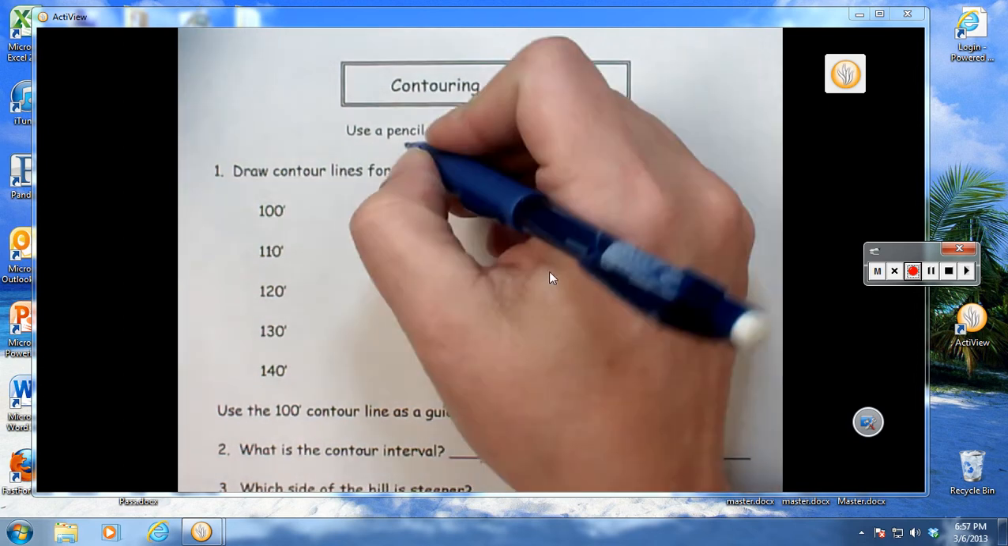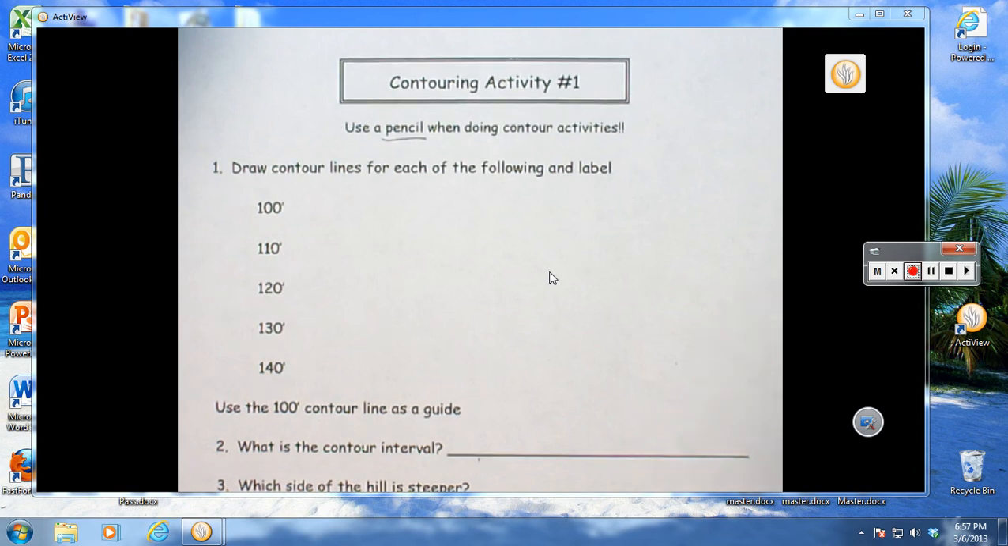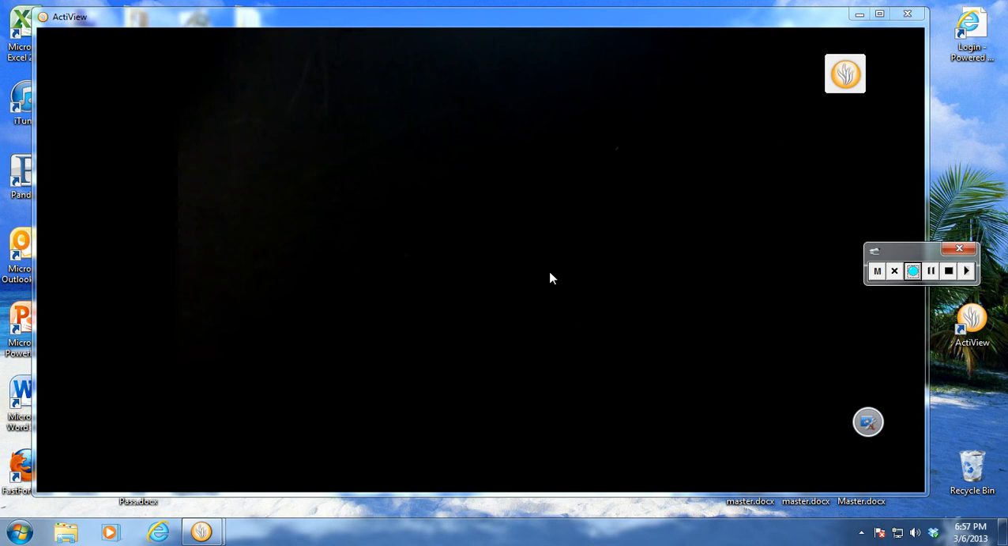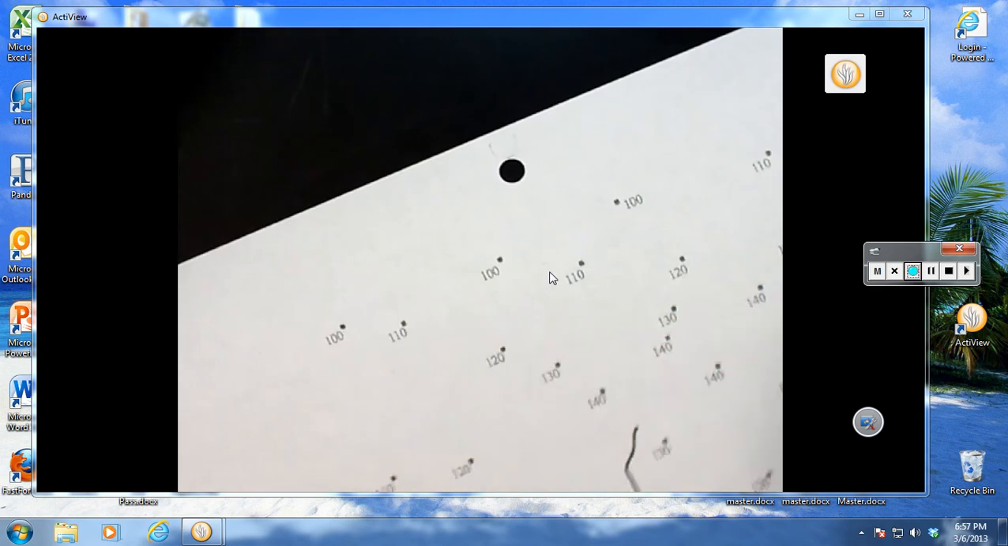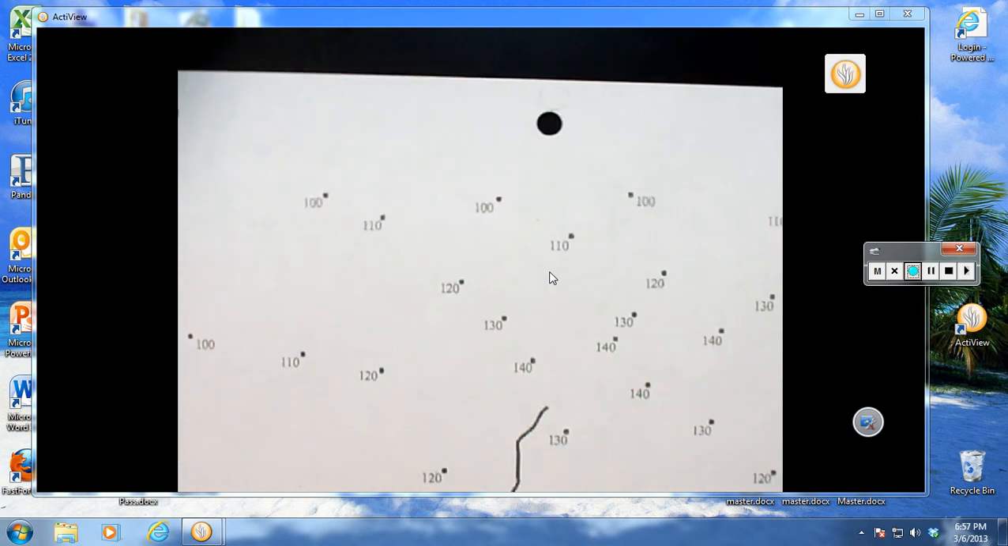Notice right here it says use a pencil when doing your contouring activities. It's really easy to make mistakes when doing these types of maps, so it's very important that you are using a pencil and you can erase. Number 1 says to draw contour lines for each of the following and label them: 100 feet, 110, 120, 130, 140. Flip your paper over to the back. This is the map that you're going to use to do your contour line.